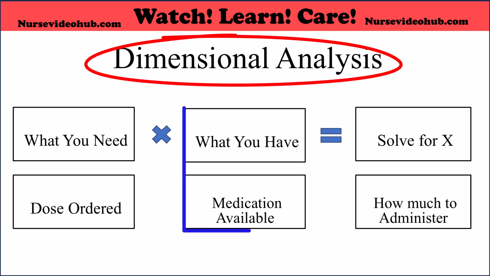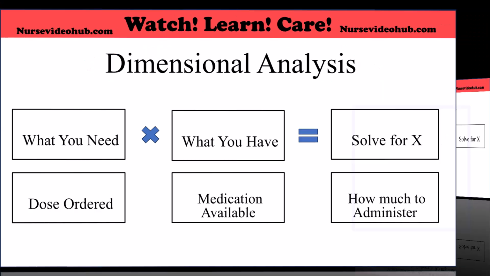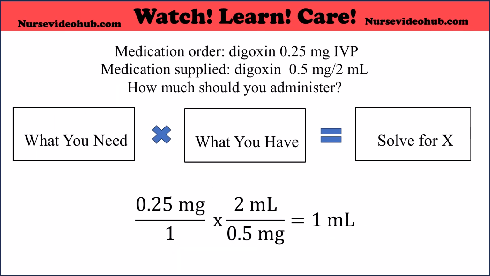Then you multiply by conversion factors, which are known relationships between units or dosages, to help you convert to the correct amount. It could be the medication available or standard conversions. You solve for X, the amount of medication to administer. Here's our example again. The order, digoxin, 0.25 milligrams IV push. The dose available, digoxin, 0.5 milligrams in 2 milliliters. How many milliliters will you administer?